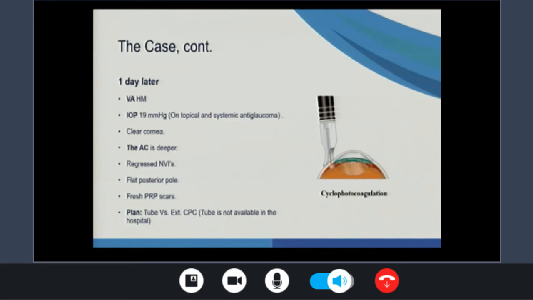Till now? Till now. No tube, yes. Okay. 1 month now. I don't know.